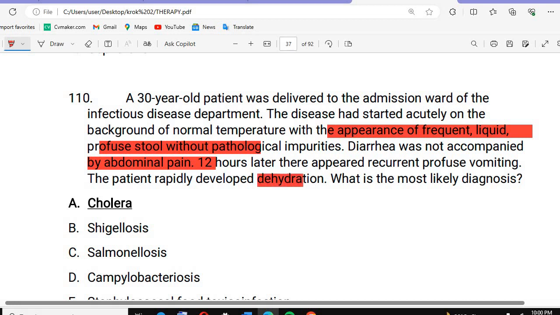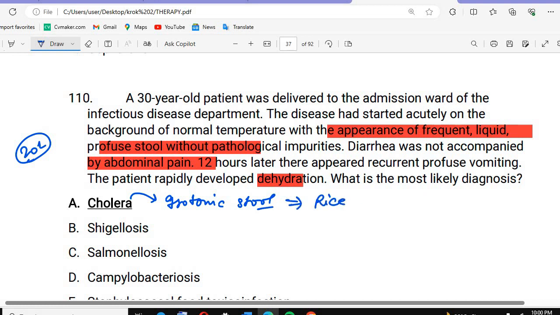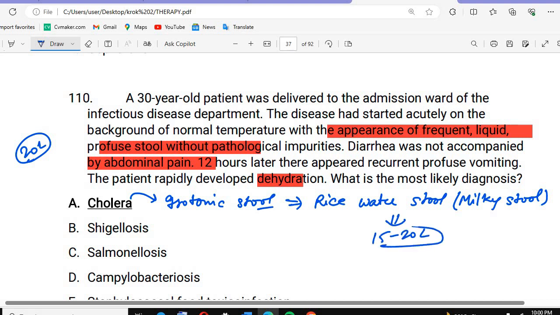So we have seen that if there is frequent liquid profuse stool, it means around 20 liters of isotonic stool will be there, and that will be rice water stool. Rice water stool will be there, and in the question they can give you milky stools. Rice water stools or milky stools will be there, and around 15 to 20 liters of fluid will be lost. So that is seen in cholera.